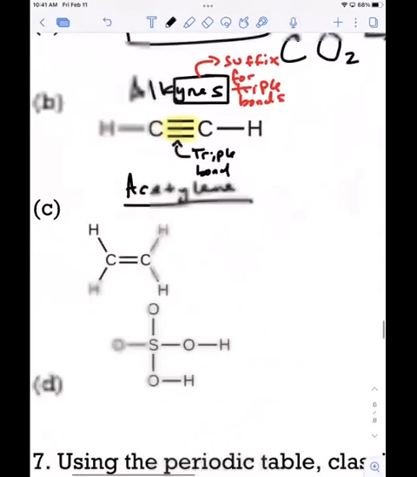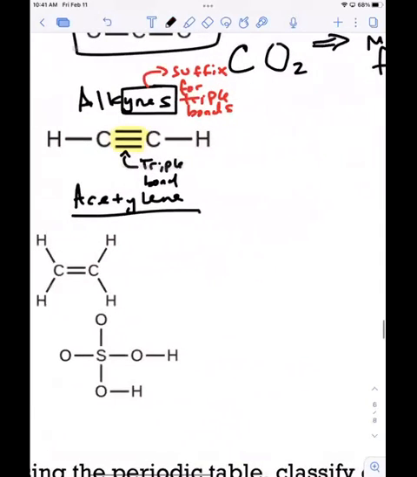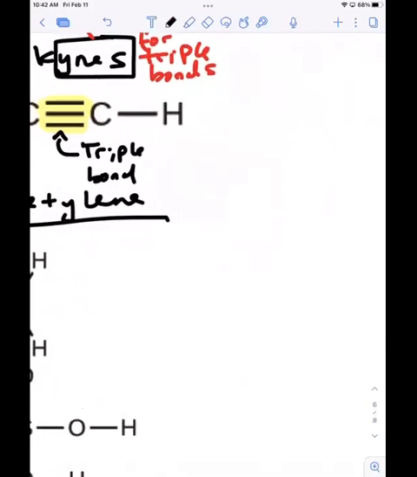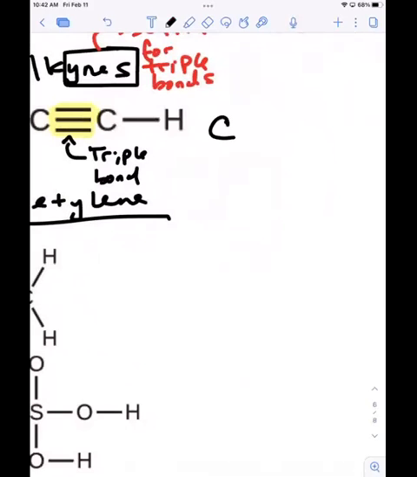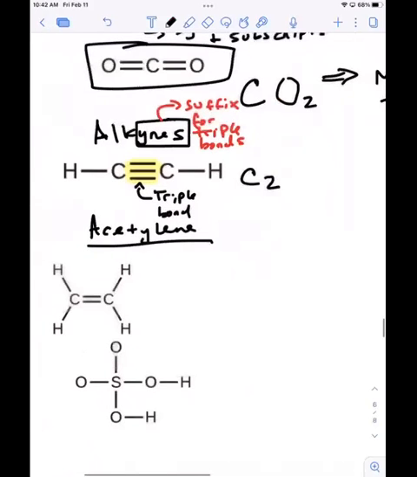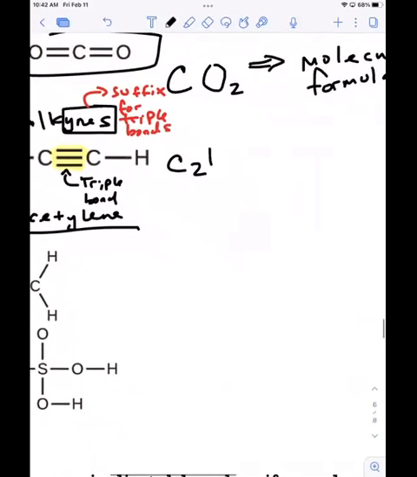Let's go back. How many carbons does this compound have? 2. 2 carbons. So we're going to write C2. How many hydrogens? 2. 2. Good. So C2H2 is the molecular formula.